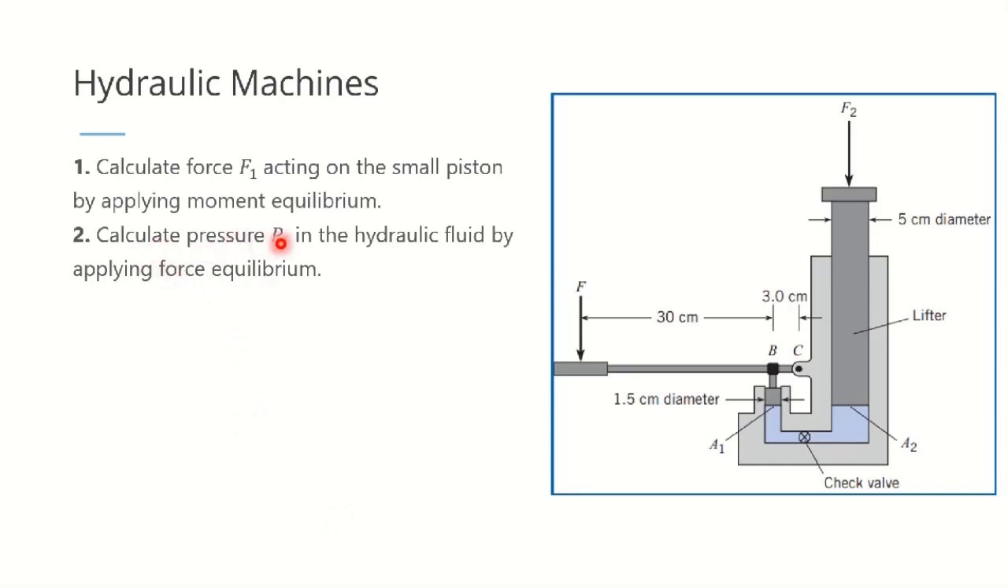Next is to calculate pressure P1 in the hydraulic fluid by applying force equilibrium. So makakalculate natin yung pressure dito sa small cylinder, which is of course equal sa pressure dito sa large cylinder. Now, calculate the load F2 by applying force equilibrium. Okay, so yung una, moment equilibrium dito sa lever arm. Yung pangalawa and pangatlo ay force equilibrium na. So magbabalance lang yung forces dito. And also yung moment dito is 0 din. So now let's compute.